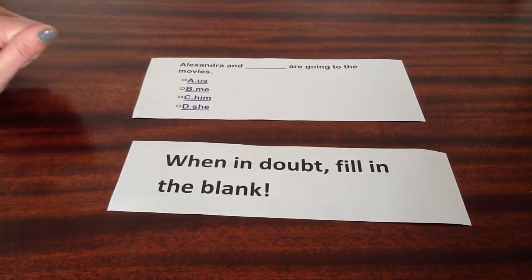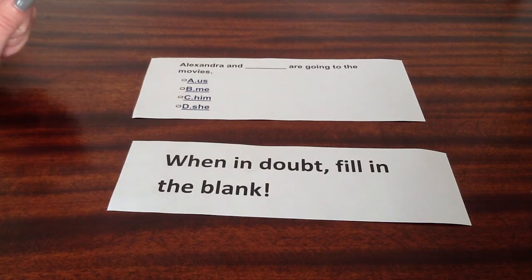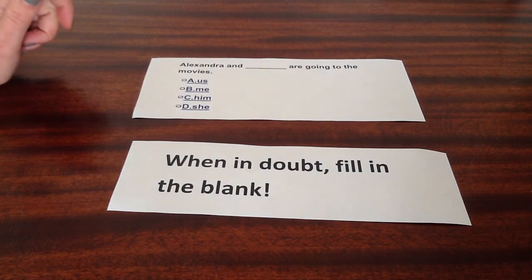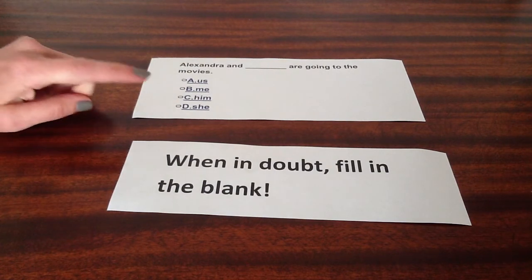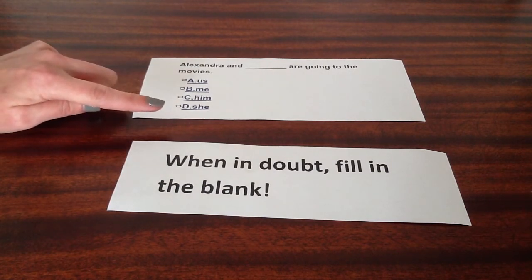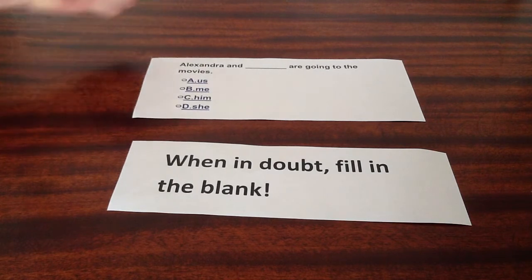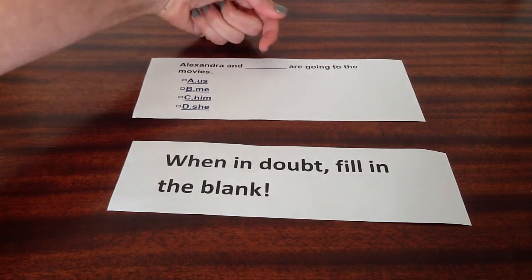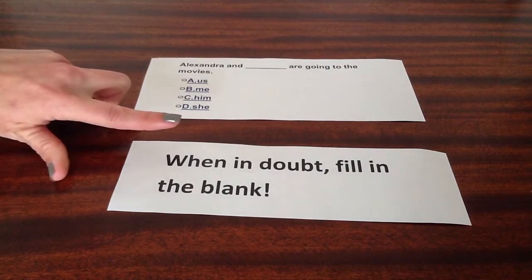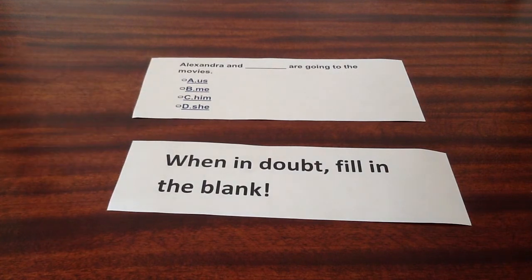What about him? Alexandra and him go to the movies. Him go to the movies. No, not so much. Alexandra and she are going to the movies. She goes to the movies. Yeah. That one sounds right to me. So I plopped all of these possible answers into the blank. I said the sentence to myself, and this is the only one, D, she, that makes sense.